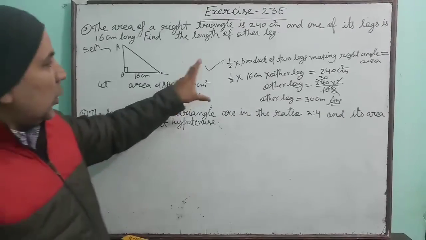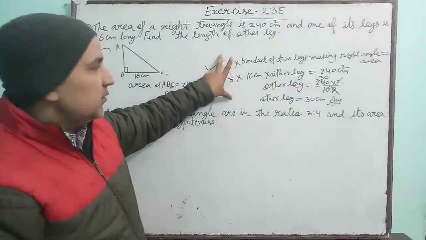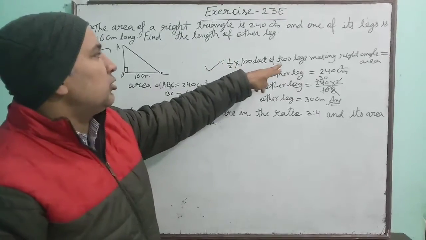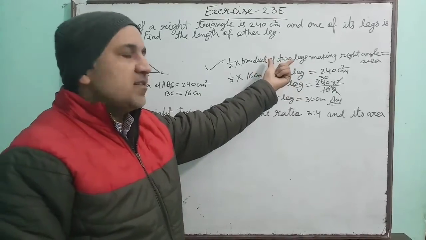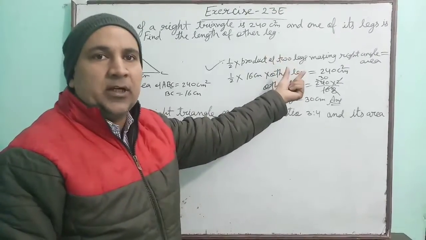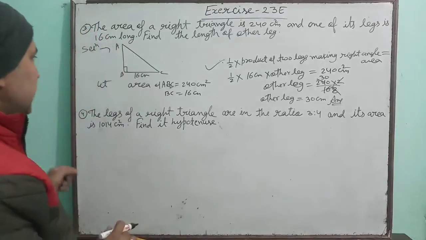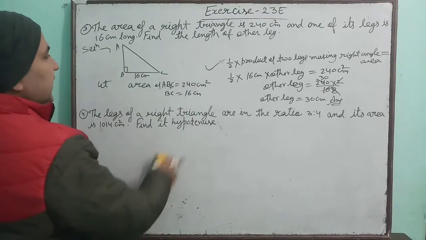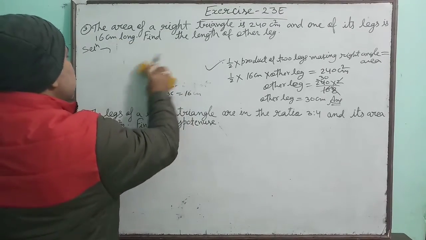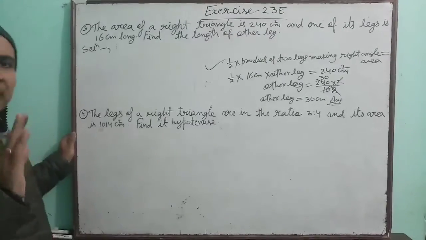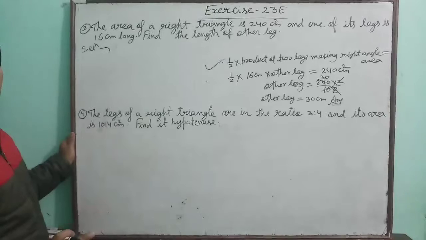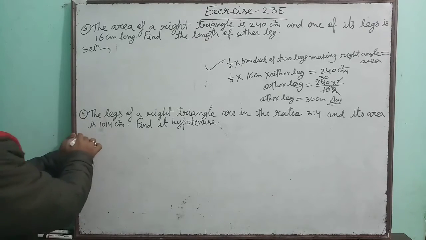Understood? Only these points you can write. Directly 1 by 2 into product of two legs making right angle is equal to area. These two legs are base and perpendicular. Okay? Now see, in this case there is no need of writing these things. Now that depends on you which process you are going to follow. Now see the question number 4.